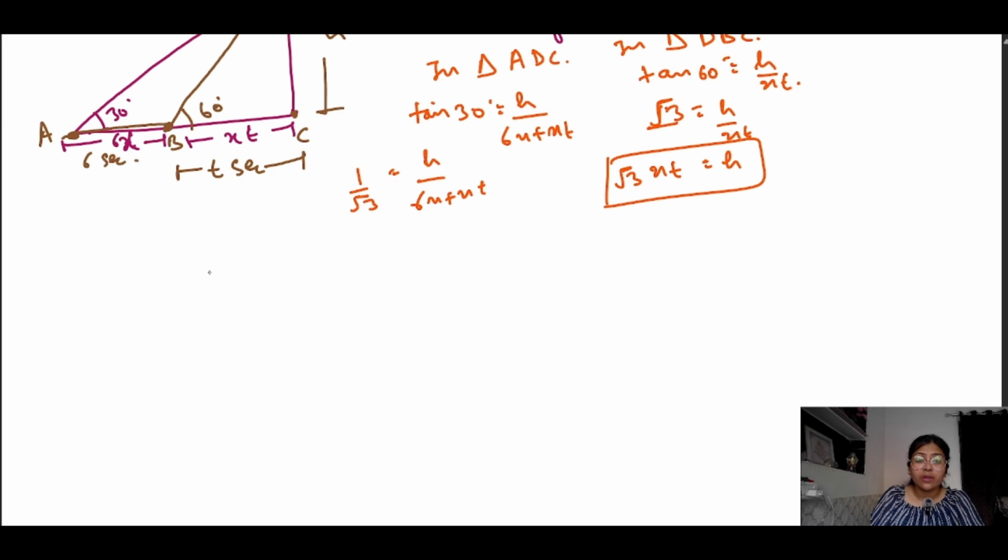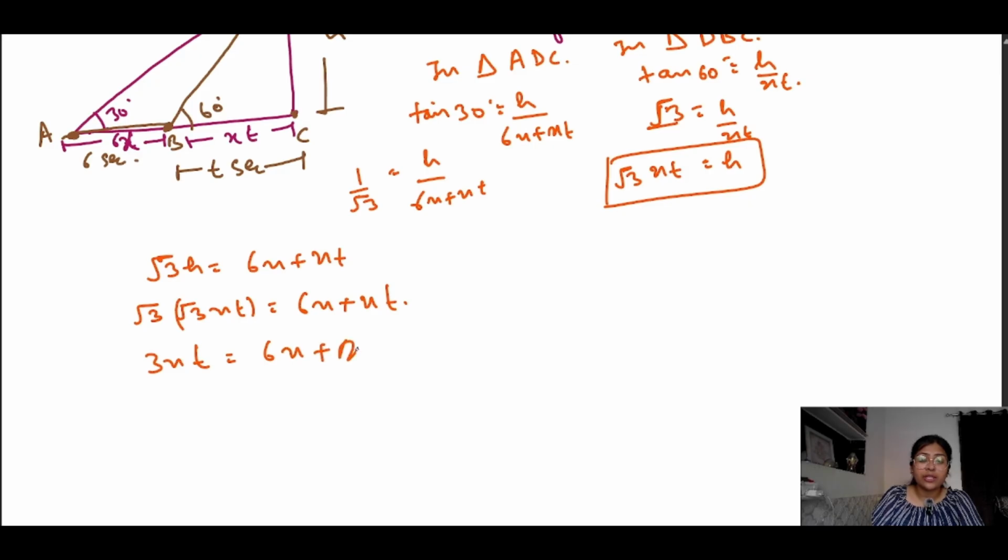So h over root 3 is equal to 6x plus xt. We need to find out what? The t. So we can replace h with root 3 xt. Simplify this more. You will get 3xt equals 6x plus xt. Solve the like terms: 2xt equals 6x. x will be cancelled by x.